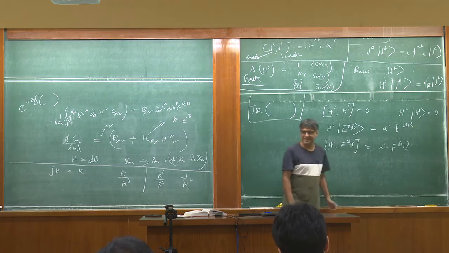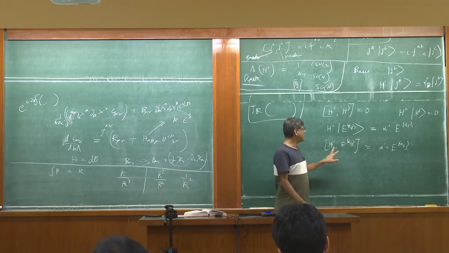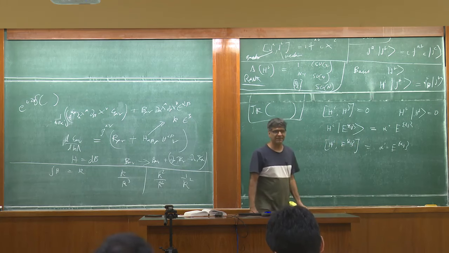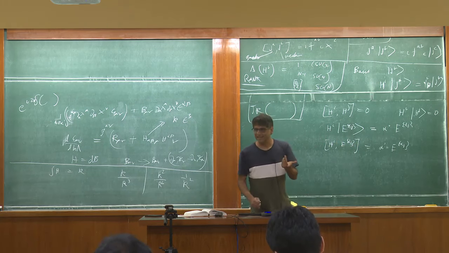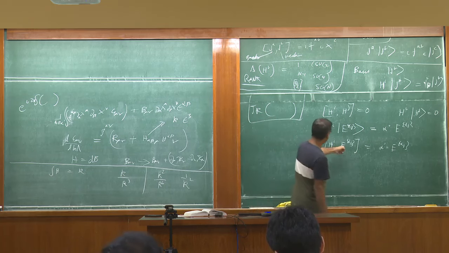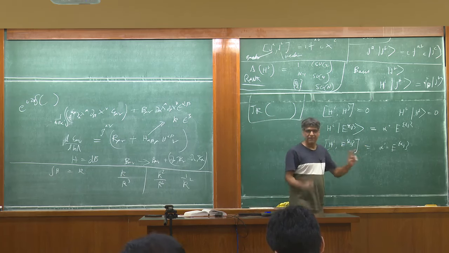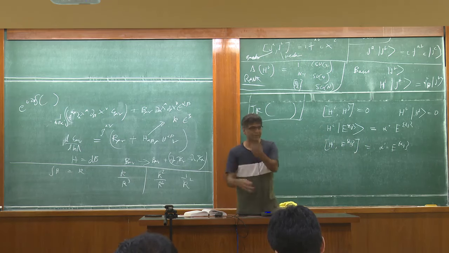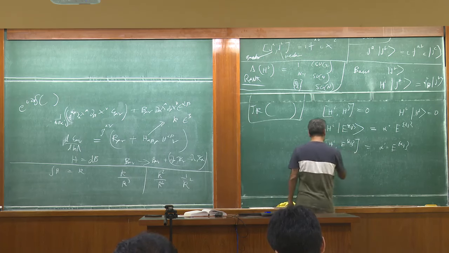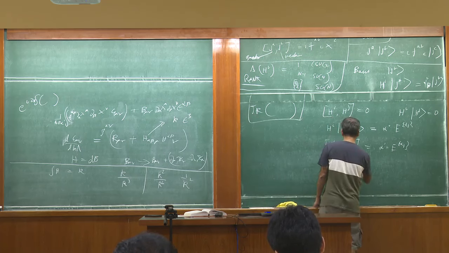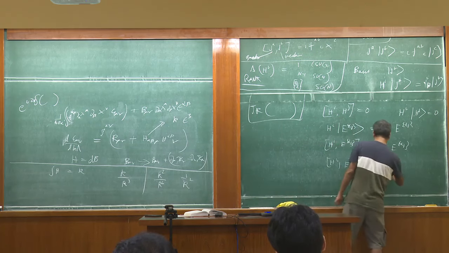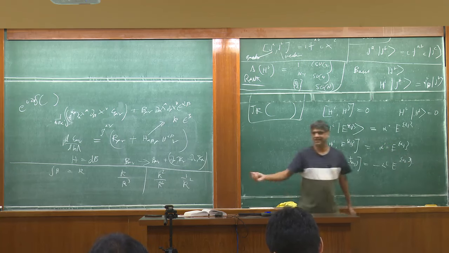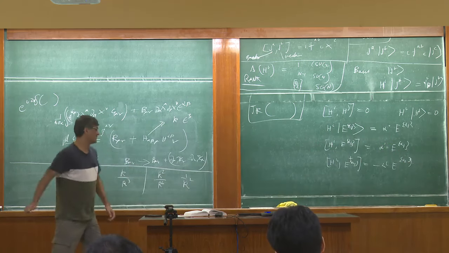Now I take dagger of this. Dagger does two things, okay? It interchanges order and it daggers each of these. But HI dagger by convention was HI. This guy is E alpha J dagger. Because the order has been interchanged, if I want to re-interchange it, because it's a commutator, I pick up a minus sign. And so I get HI commutator E alpha J dagger is equal to minus alpha I E alpha J dagger.